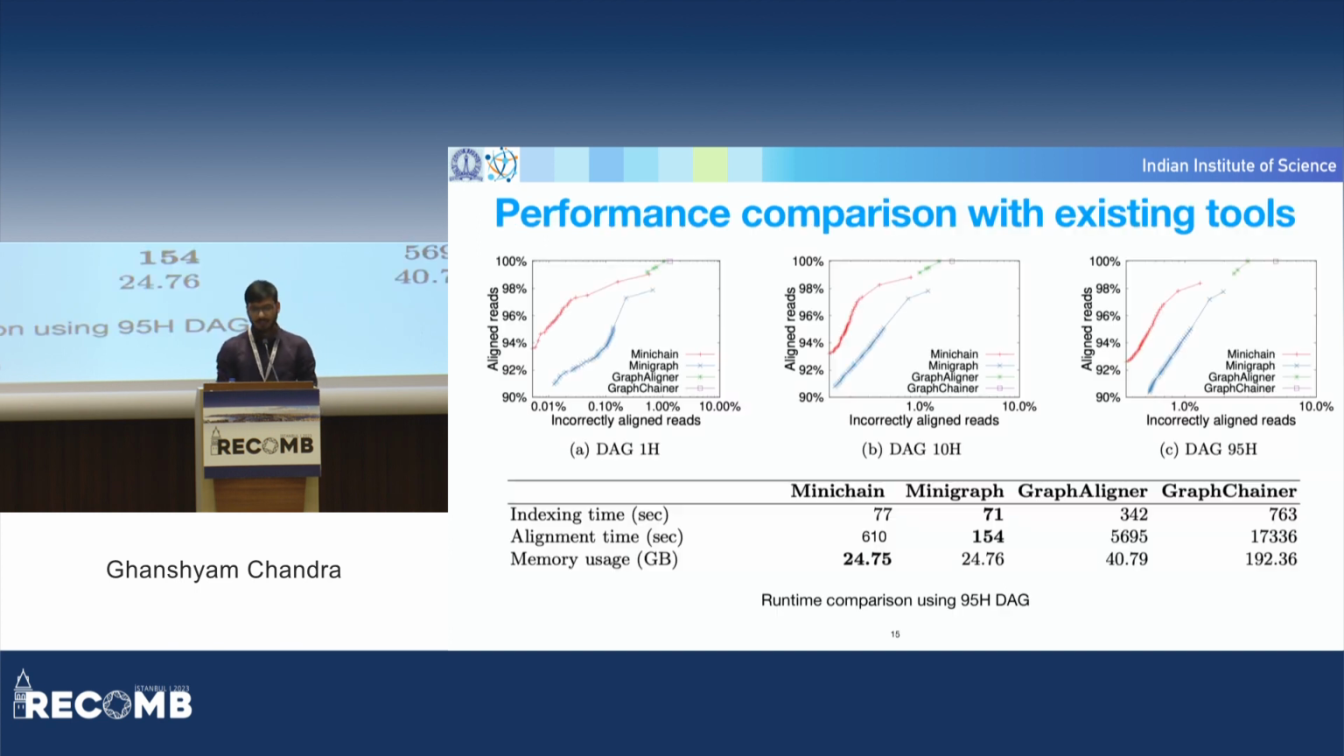So here we have a precision recall curve. On the y-axis, we have the percentage of aligned reads. And on the x-axis, which is on a logarithmic scale, we have the percentage of incorrectly aligned reads. So minichain is our tool. We have compared minichain against minigraph, GraphAligner, and GraphChainer. As we can see, in a precision recall curve, we want the top left. In the sense, we want to align more and more reads with a lesser number of incorrectly aligned reads. So as we can see, even as we are increasing the size of the DAG, we are constantly outperforming all the existing tools. So this is for accuracy.